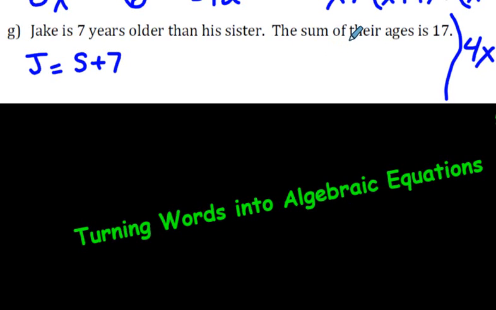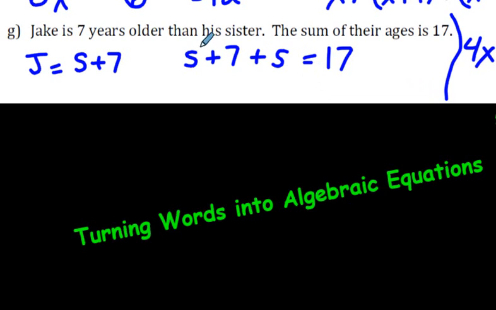It's like we have to solve for this. It's too important to not solve it. We can't just leave it there. The sum of their ages is 17. So we have Jake's age, which is S plus 7. I don't like S's because that looks a lot like a 5, I apologize. So Jake's age is S plus 7, and his sister's age is just S, and that equals 17.